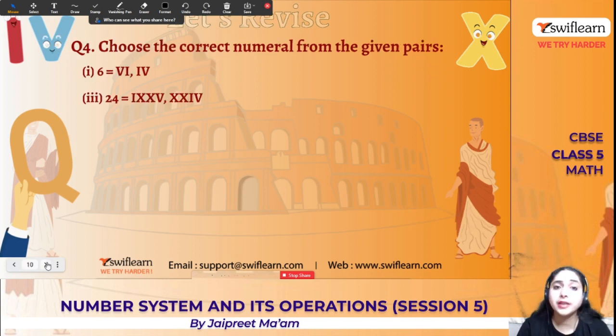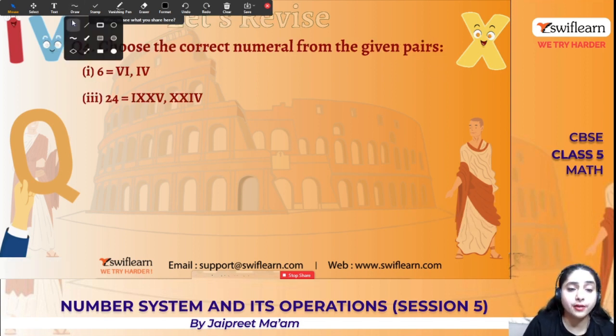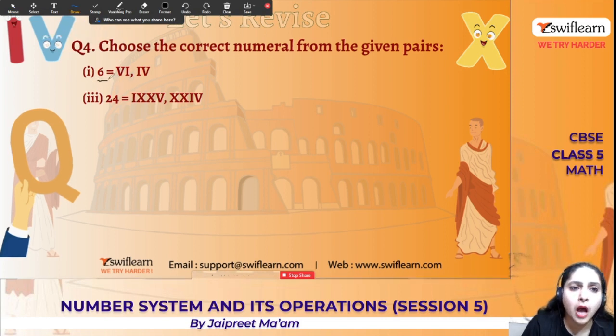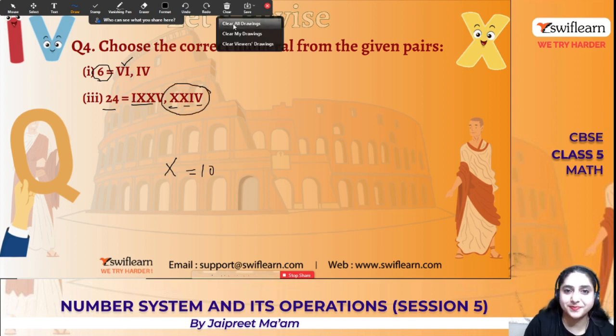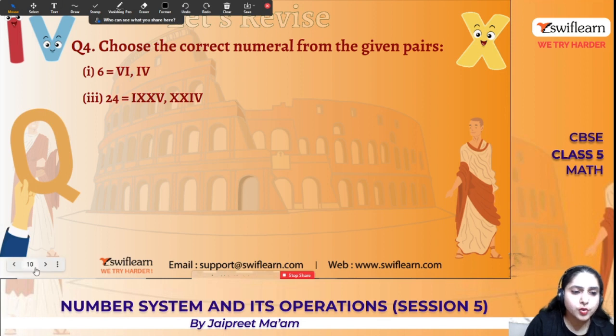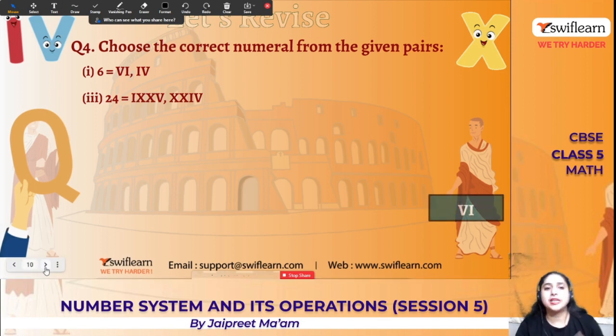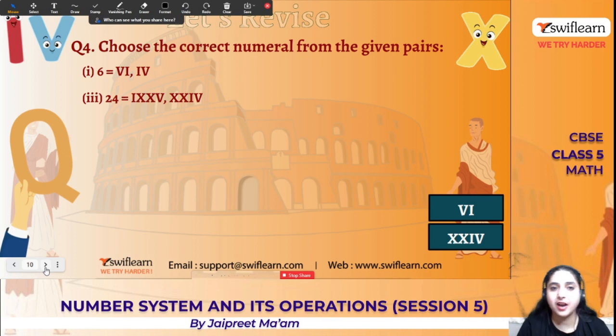Now choose the correct numeral from the given pair. How do we write 6? We write VI or IV? Yes, it's the first option, VI. And how do we write 24? You know X is equal to 10. So we got 9 in the other option, so this is wrong. This is XXIV, so this is the correct option. Okay, so this is Roman numerals, a very interesting topic. So our answers are correct.